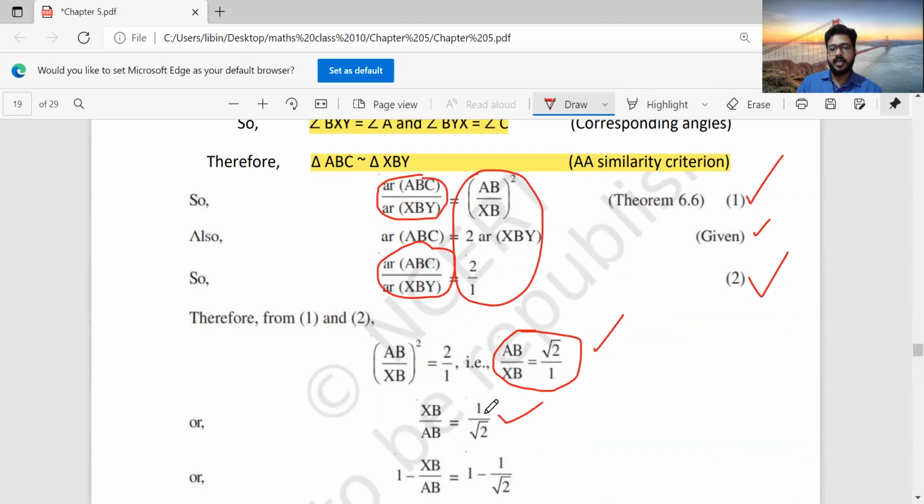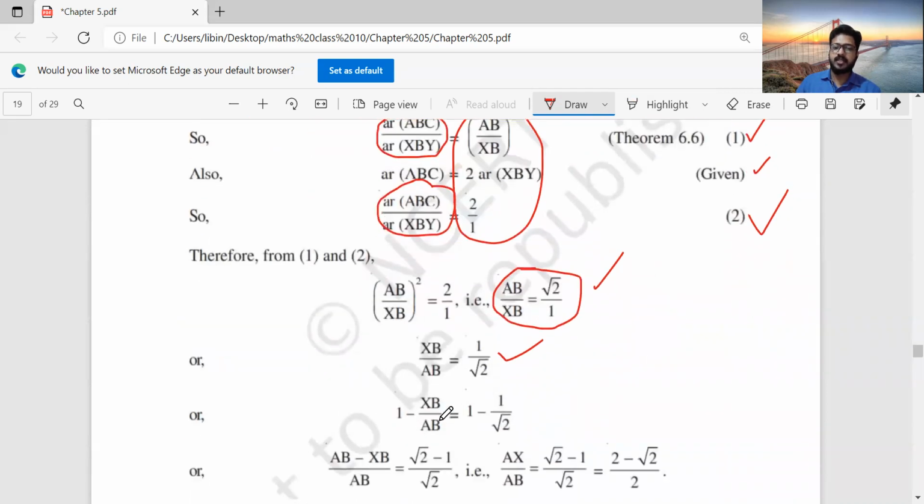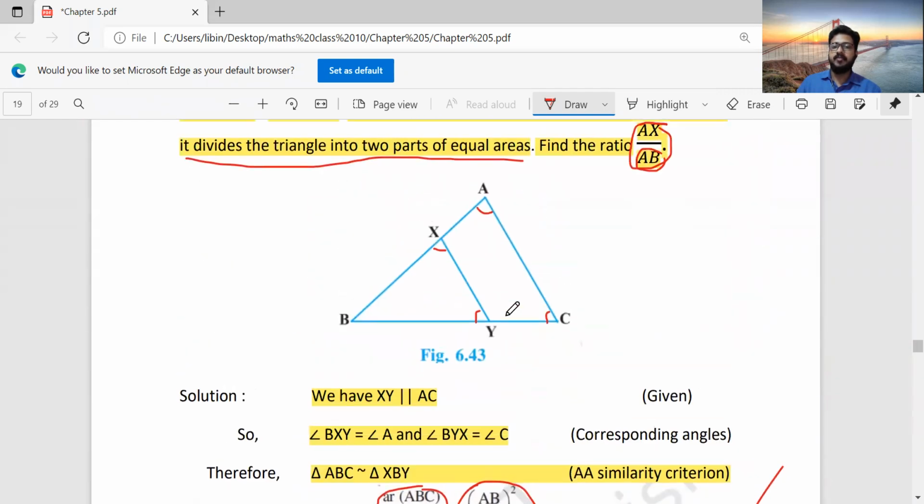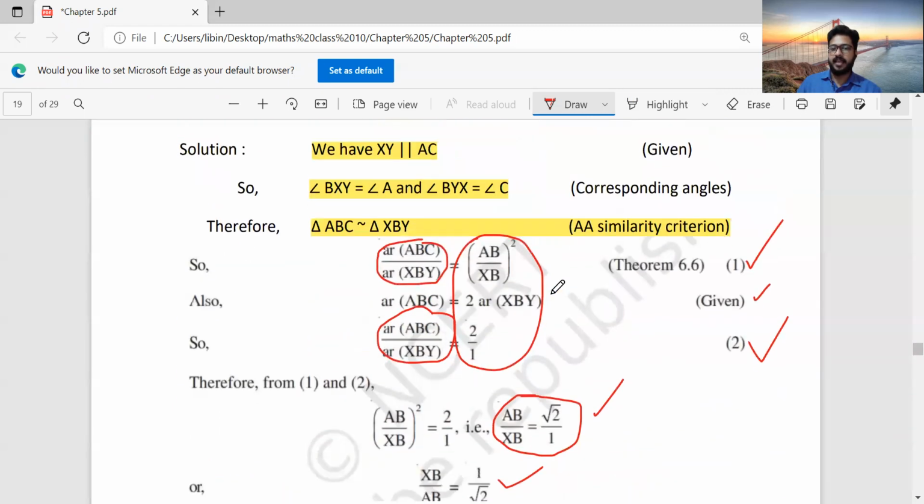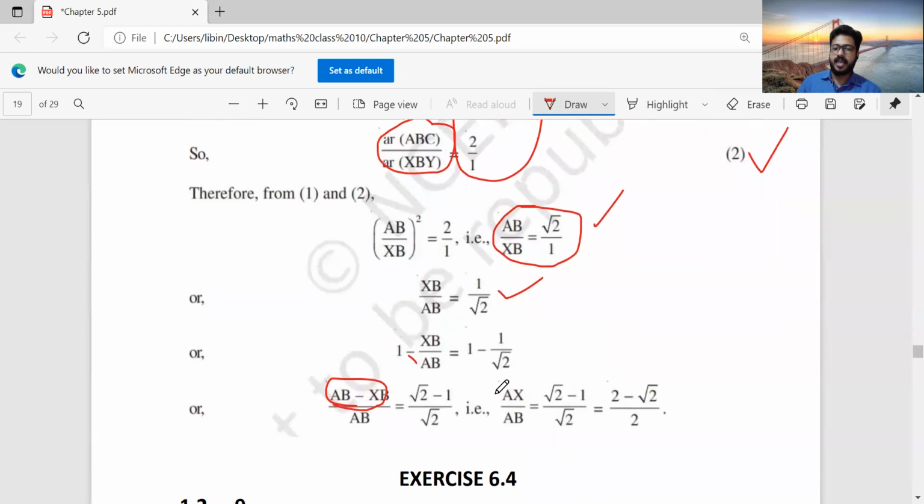Now, see here, we are subtracting 1 from both sides. So no problem, because the value remains unchanged. Therefore, 1 minus XB by AB is equal to 1 minus 1 by root 2. And now we are multiplying it. Therefore, (AB minus XB) by AB is equal to (root 2 minus 1) by root 2. Now look here, what is AB minus XB? It is XA, right? So we can write AX by AB is equal to (root 2 minus 1) by root 2.